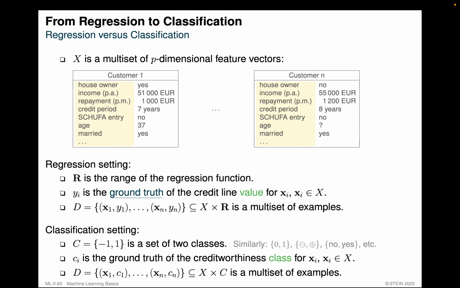By comparison, the classification setting is different from what we saw earlier. In the classification setting, we are just given, for example, two classes. And the two classes are supposed to indicate whether a customer is creditworthy or not. So we can have values of -1 or 1, or we can model this as yes or no. This makes no difference. For this setting, we choose the numerical representation of the classes and have the value ci for each customer. And this is then our data set from which we want to learn creditworthiness as a classification.